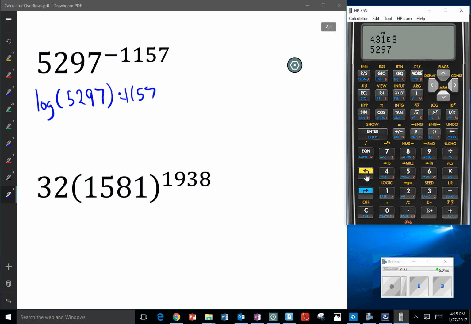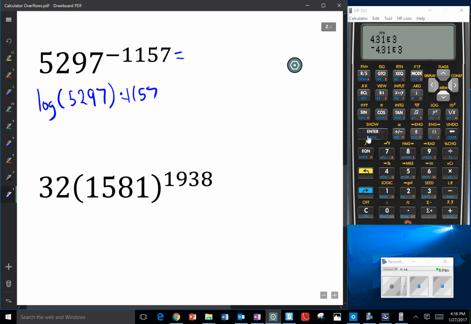5,297 logged times 1157 negative. I want to multiply those. There we go. There's the negative I've been needing. Negative 4.31. All right, this is important. I'm going to show, and it says 4308. But it's negative. So I'm going to write this right now. I know that the power of 10 is, what did I say?